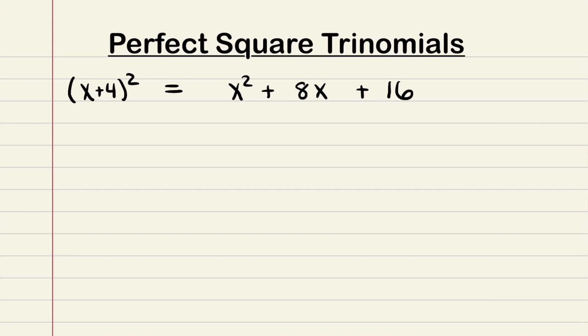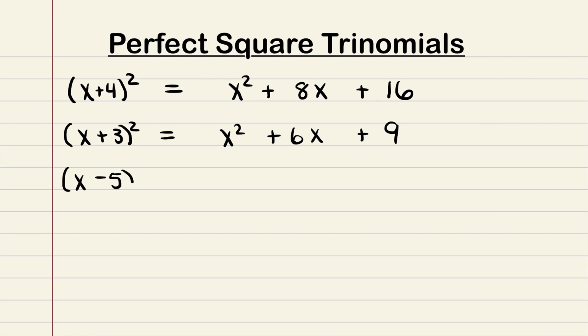Well, let's try another one and see if you can pick up on it. What about x plus 3? That would just be x squared plus 6x plus 9. Do you see it yet? Let's try one more. x minus 5 squared would be x squared minus 10x plus 25. If you haven't picked up on it already, this number in the front's magic.